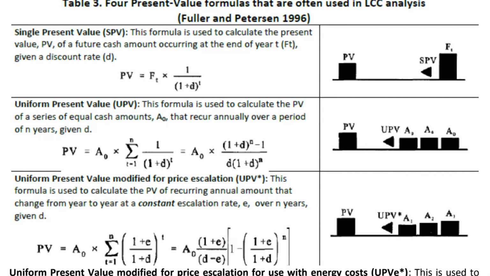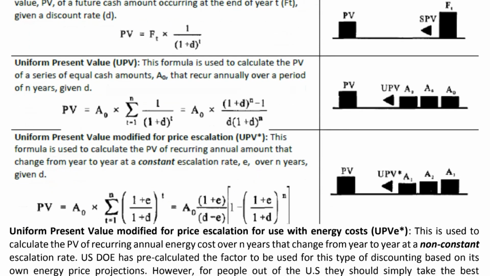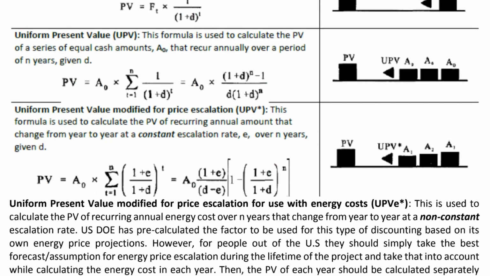Next, in the coming lectures, most probably in the next week, we will also go for the numericals. So first is the SPV, or the single present value. This formula is used to calculate the present value of a future cash amount occurring at the end of the year T. For example, if the project is there and it is estimated that it is generating some amount of future cash at the end of T years, if some discount rate is given, then what is its present value? This formula is used to calculate this. So PV is equal to FT, future cash, into 1 upon (1 plus d) to the power T, where T is the number of years.